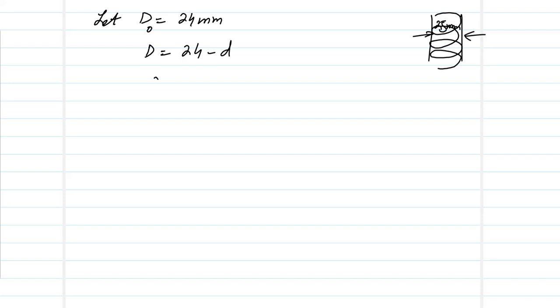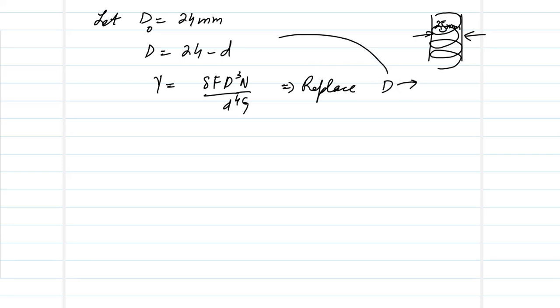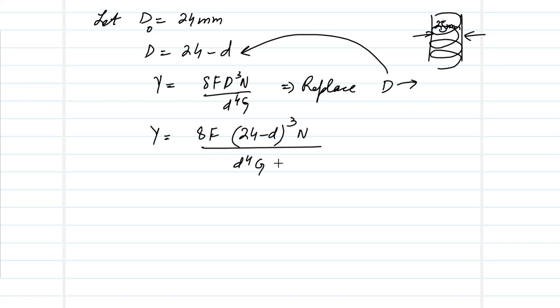See, the relation is given. Now again go back to the relation for y. So y is 8FD cube n over d^4 G. Now I can replace capital D by this relation. Clear? So just write y equals 8F (24 minus d) whole cube n divided by d^4 G. If I start putting in the values, y is 80 mm, which is written as 80 times 10 to the power minus 3, because I'm converting all these into meters. F is 1000 Newton, because the maximum load that the spring is going to carry is 1000 Newton, and d is not known.